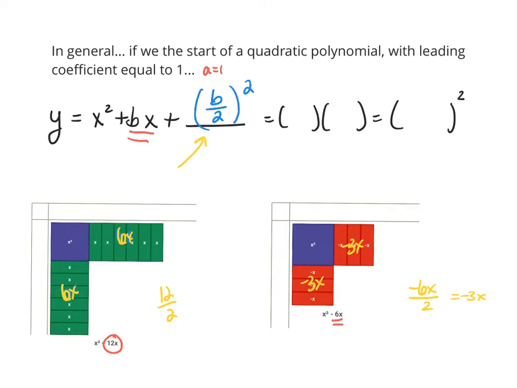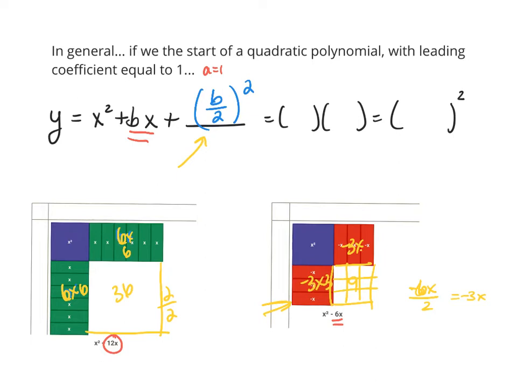Now, why squared? Because when we created all the ones, we had the 6 by the 6, which gave us 36. Same thing over on this example. I took the negative 6x's and I split it into a negative 3 here and a negative 3 there. So when I created the square, to complete the square, negative 3 times negative 3 was positive 9.